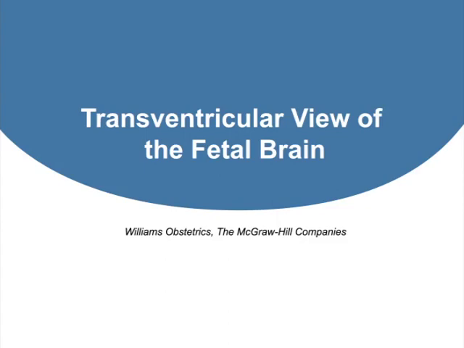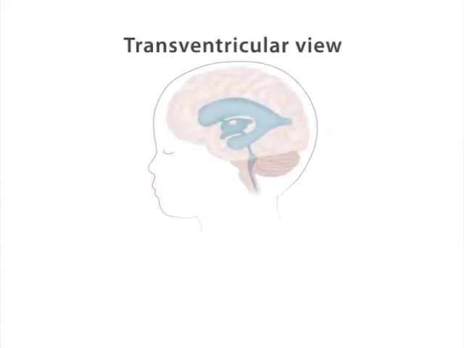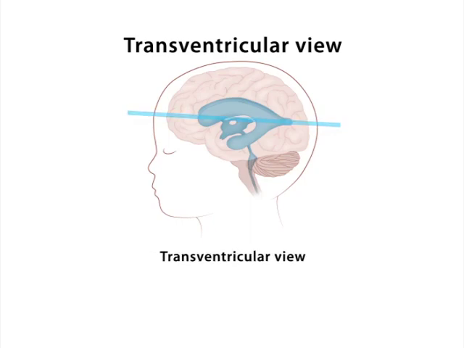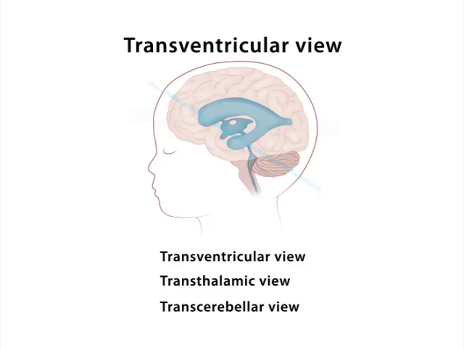Transventricular view. During standard obstetrical ultrasound examination, several views are needed to image desired intracranial structures. These include the transventricular view, transthalamic view, and transcerebellar view. The transventricular view is discussed here.